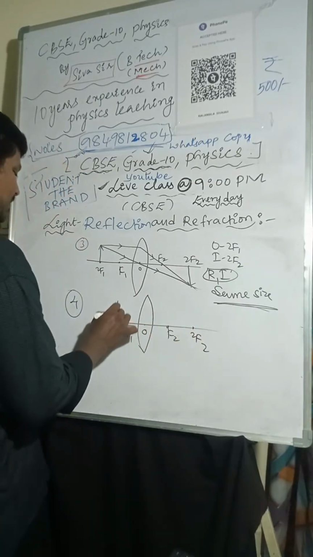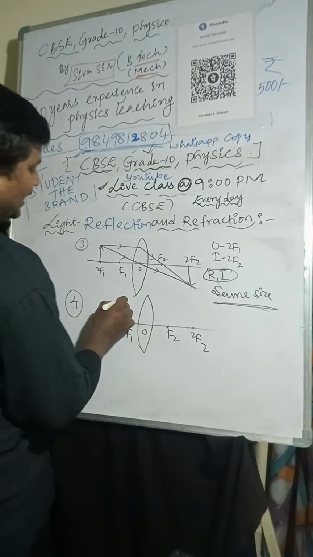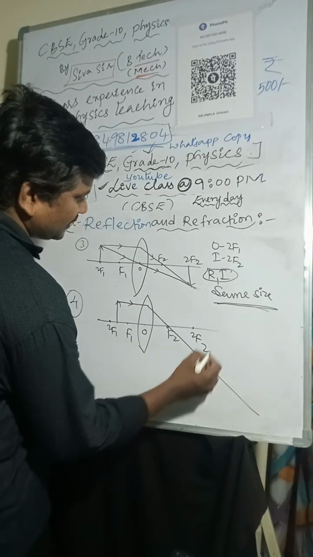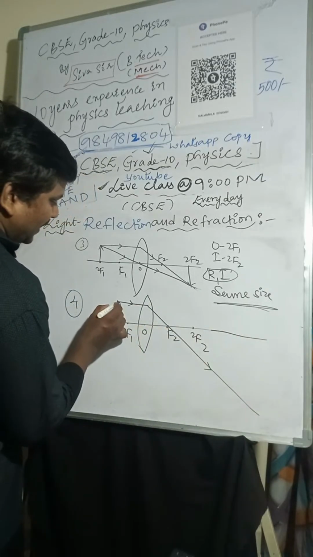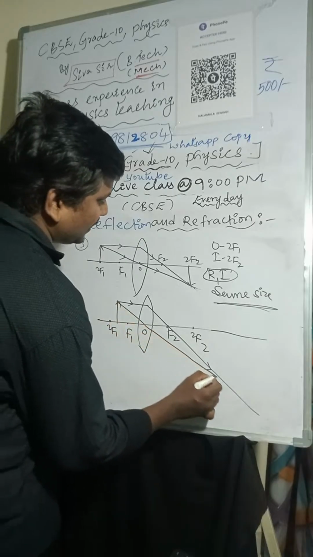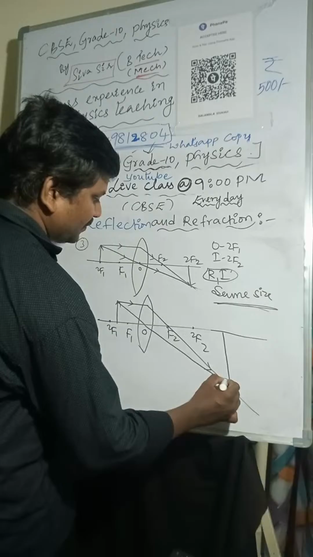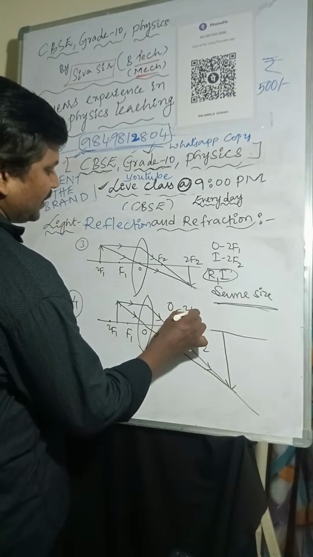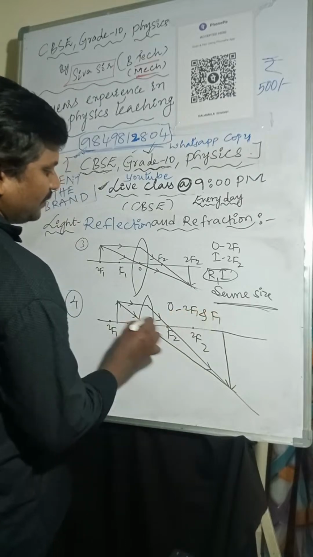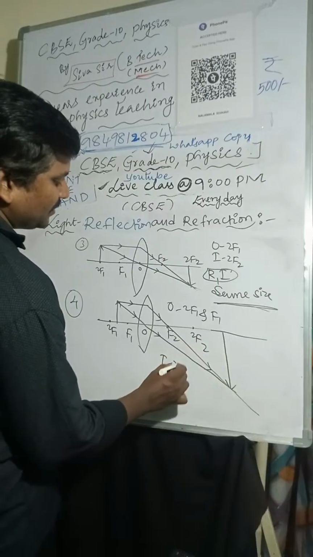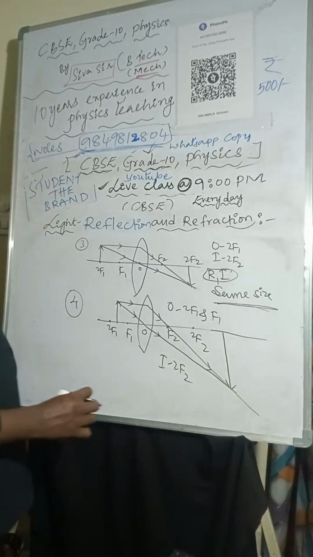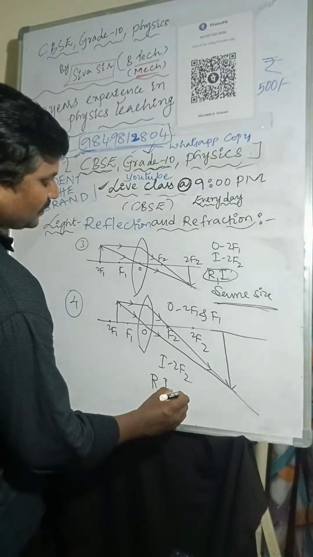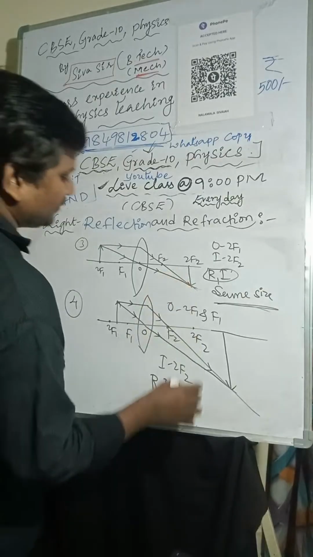So the object is placed between F1 and 2F1. One light ray I am taking like this. It passes through focus. Another light ray passes through optic center. Those will meet beyond 2F2. So once again, object is placed between 2F1 and F1, the image will form beyond 2F2. Nature of the image is real and inverted, and size of the image is enlarged. So here same size, here enlarged.